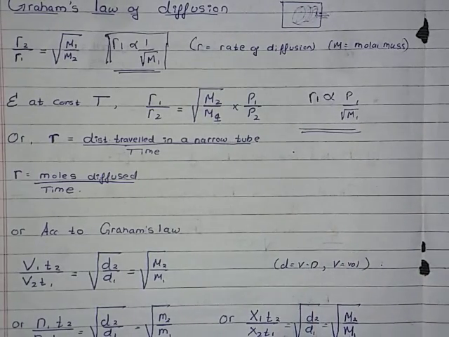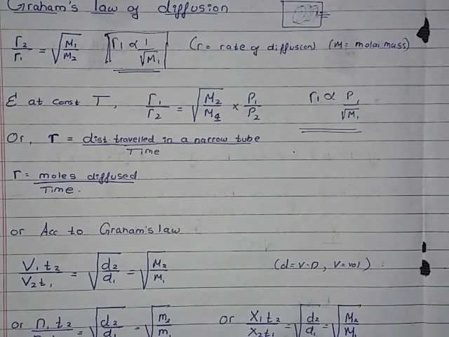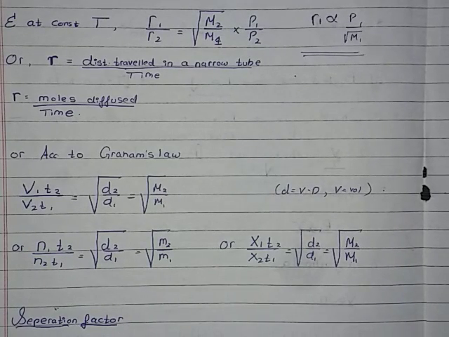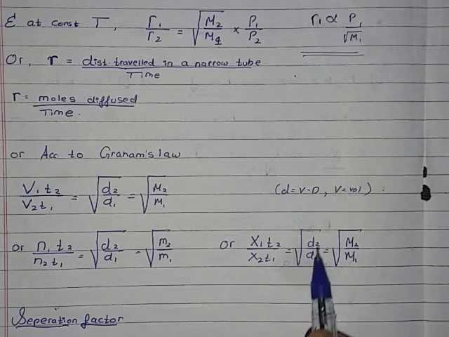Basic thing: rate is distance traveled per unit time. So r equals moles diffused, according to Graham's law. Another basic thing: V1 T2 upon V2 T1 equals under root of the molar mass, or under root of D, where D is vapor density.